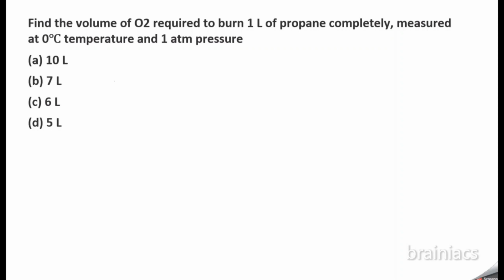I hope you could see the question. I will read the question for you. Find the volume of oxygen required to burn 1 liter of propane completely, measured at 0 degree temperature and 1 atmospheric pressure.